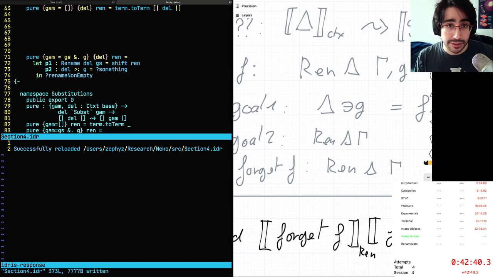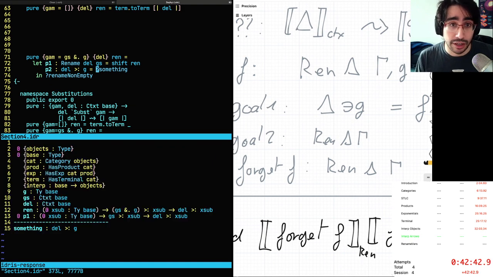And now what about this? This is saying we have a variable G in the context delta. So this is a bit more tricky. We have to come up with a variable. We have to figure out how to create a variable in this context. But we don't have anything. We only have renamings. So we have to work with this.